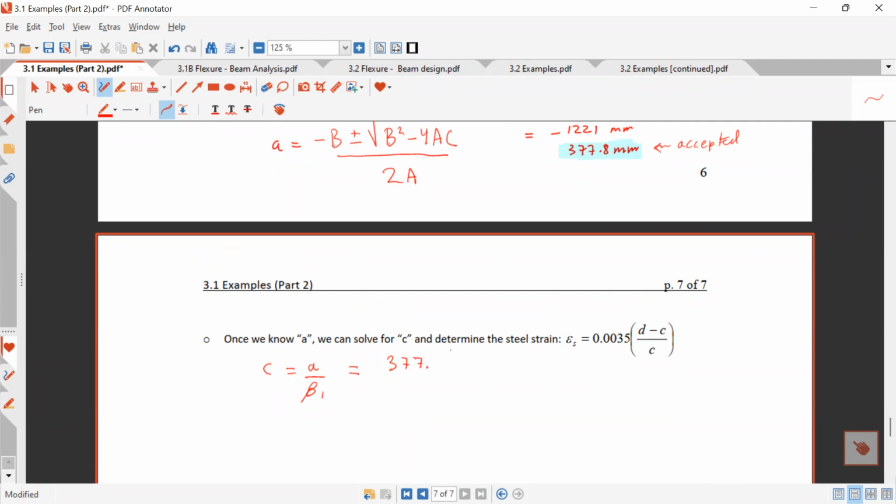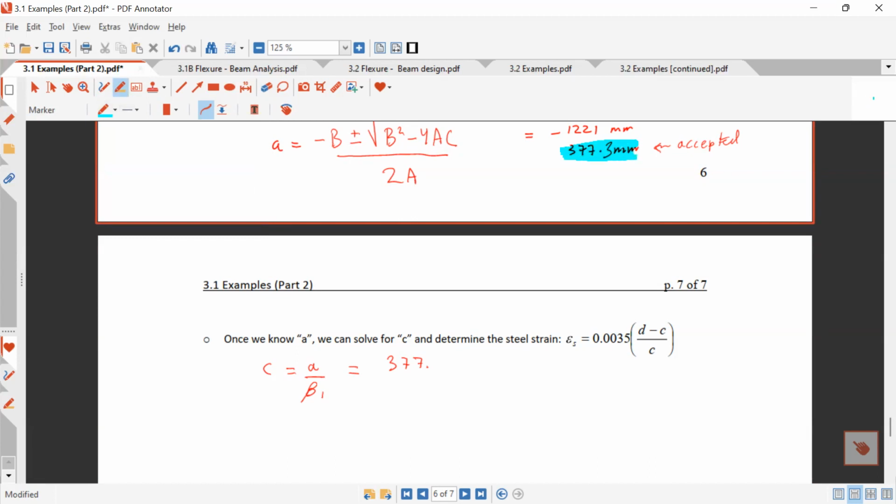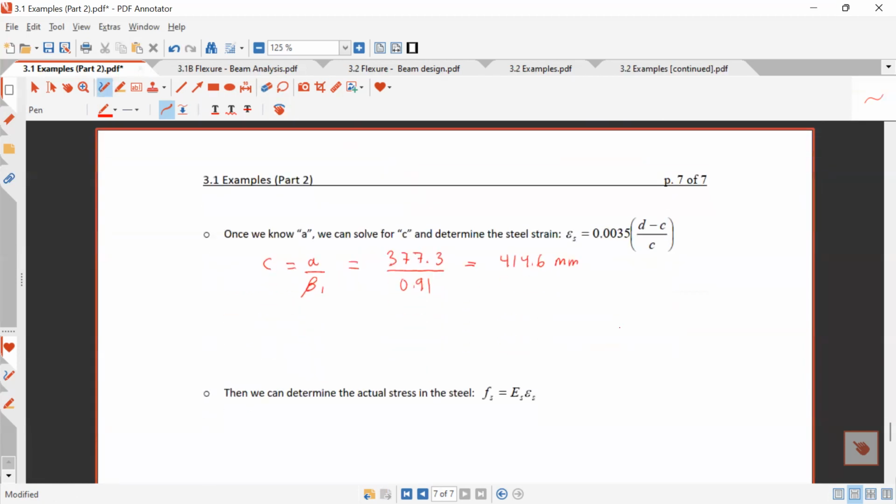Let me just make sure I have the right numbers here. This one should be 377.3. Just correct this. Okay, double check that quadratic to be sure, but this should be 377.3. So we take 377.3 and divide by beta 1, which we had as 0.91. That gives me 414.6 millimeter.